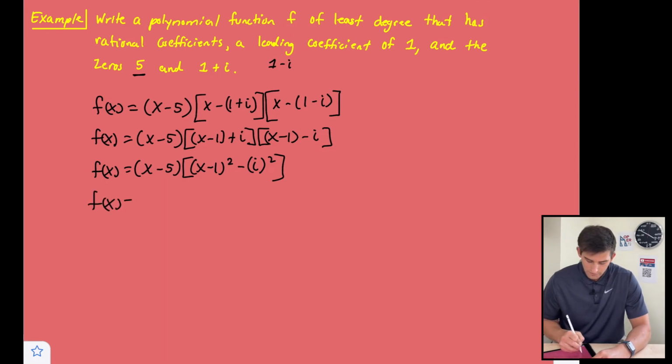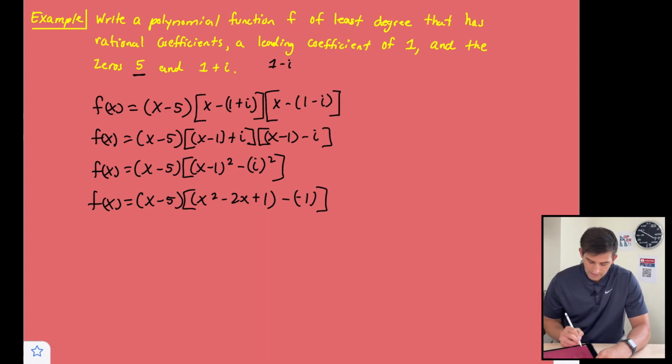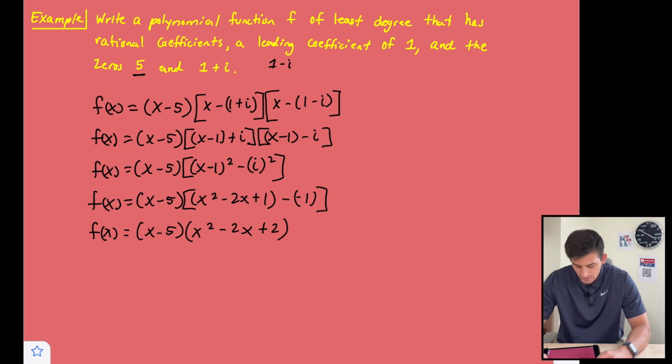So we can do f of x is equal to x minus 5, and now in brackets, we're going to have x squared minus 2x and then plus 1. Then we'll have minus negative 1 on the outside. So we have minus there, and then i squared gives us a negative 1. Now we can simplify in our brackets one more step. So f of x is equal to x minus 5, and actually we can write this without brackets now, x squared minus 2x, and then we have 1 minus negative 1, which would be 1 plus 1, so we get 2. All right, so now we have x squared minus 2x plus 2.